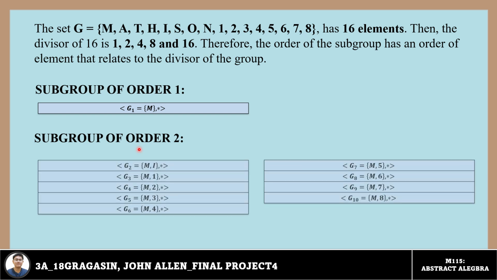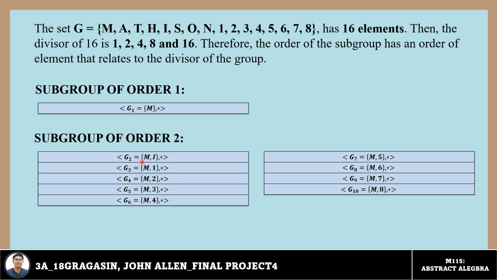We have the subgroup G sub 2 with the elements M and I under the operation star, the subgroup G sub 3 with the elements M and 1 under the operation star, the subgroup G sub 4 with the elements M and 2 under the operation star, the subgroup G sub 5 with elements M and 3 under the operation star, G sub 6 with elements M and 4 under the operation star, G sub 7 with elements M and 5 under the operation star, G sub 8 with the elements M and 6 under the operation star, G sub 9 with elements M and 7 under the operation star, and G sub 10 with elements M and 8 under the operation star.